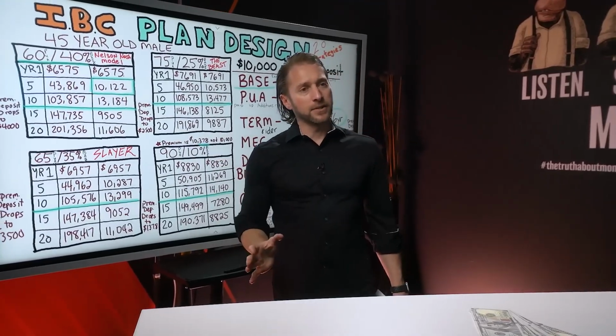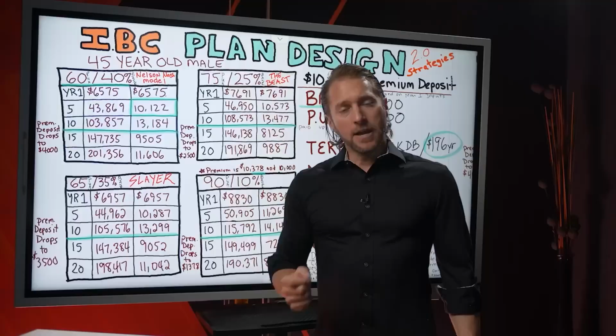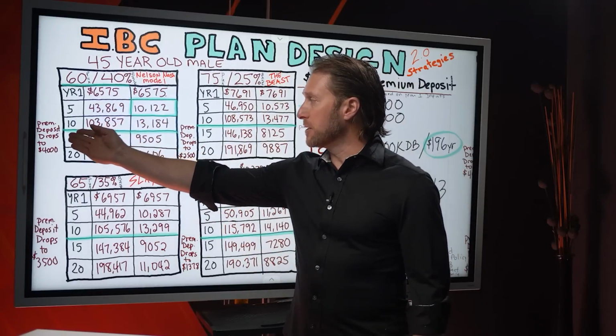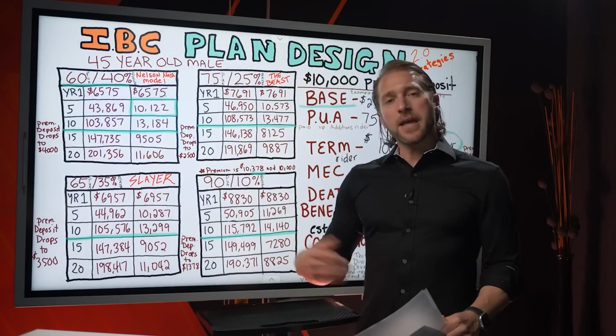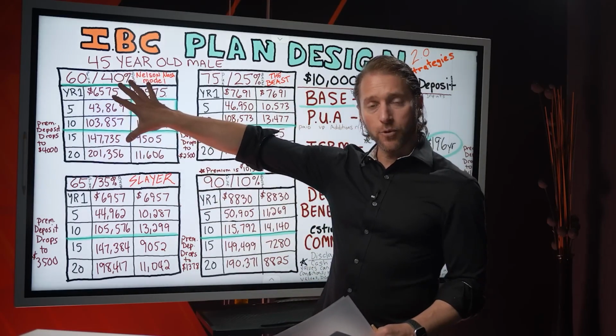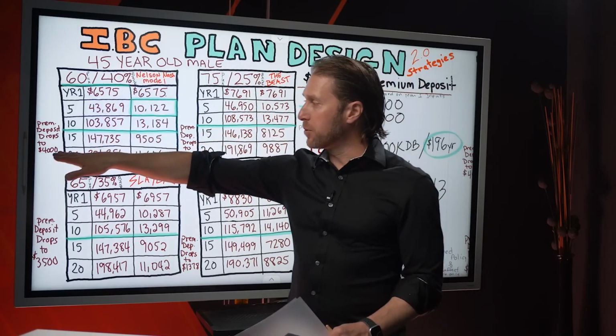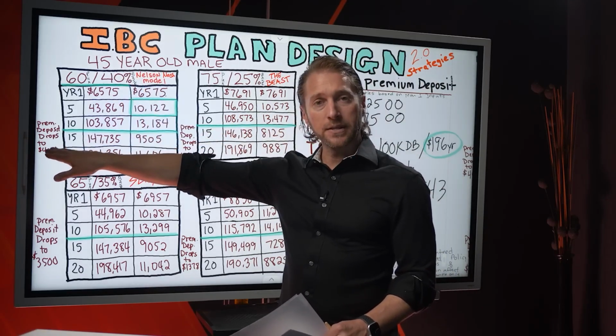Now, why is that a bad thing? Well, let me ask you something. If you had the ability to put $4,000 into the policy, okay, here, in that first policy design, 60-40, and this will be the last time I go over this, but in the 60-40, we were able to put $4,000 in the 11th year.